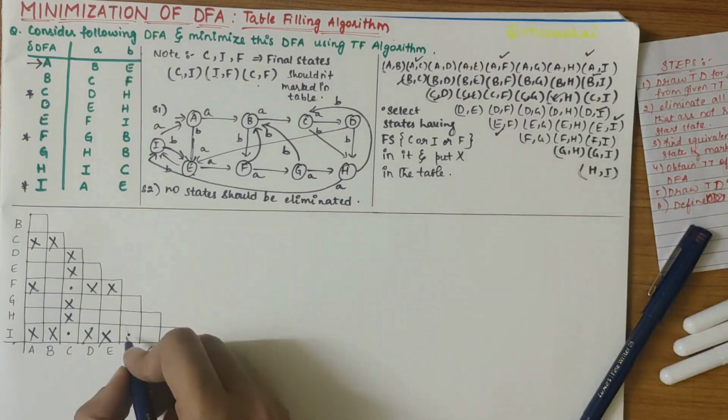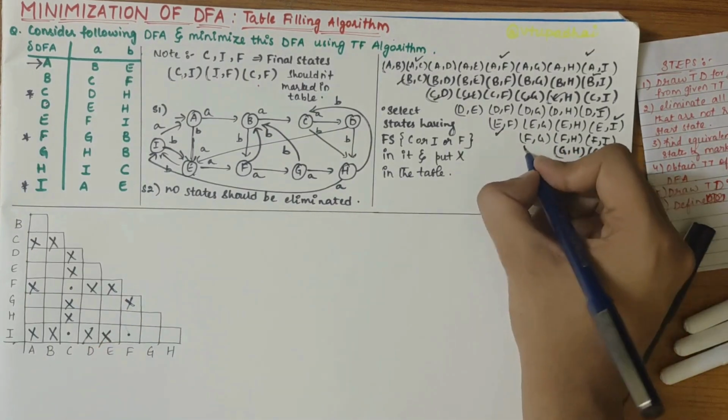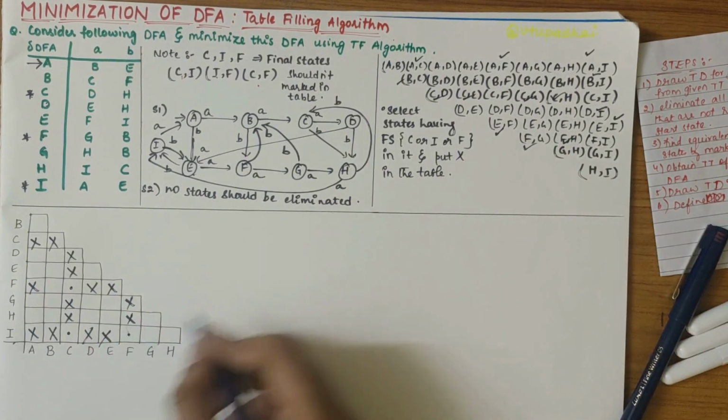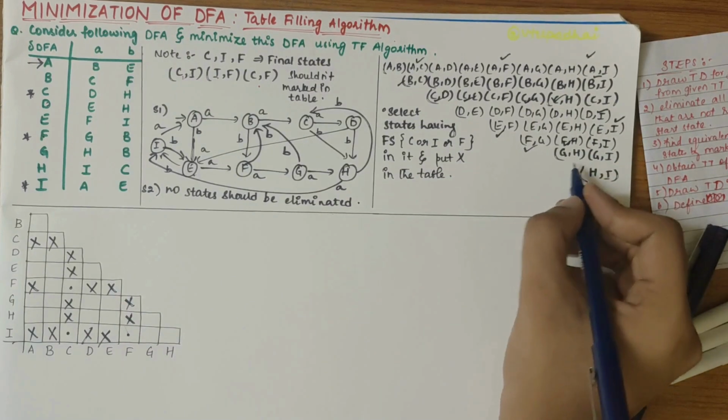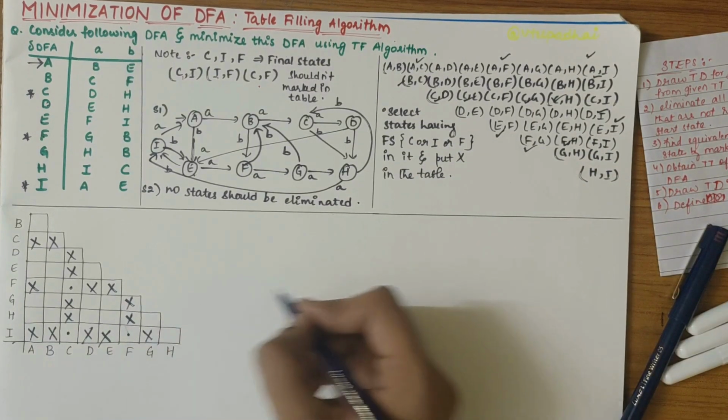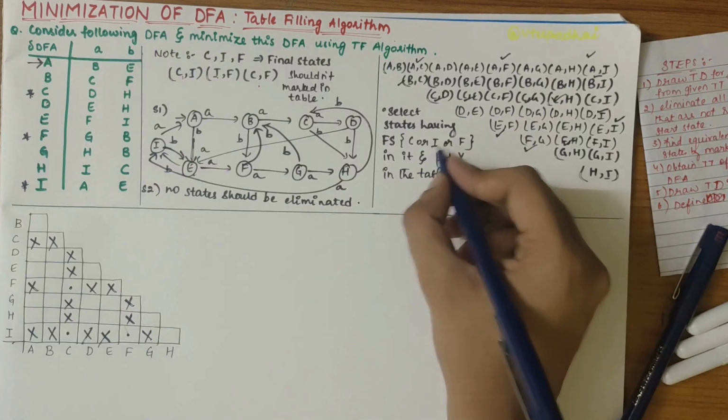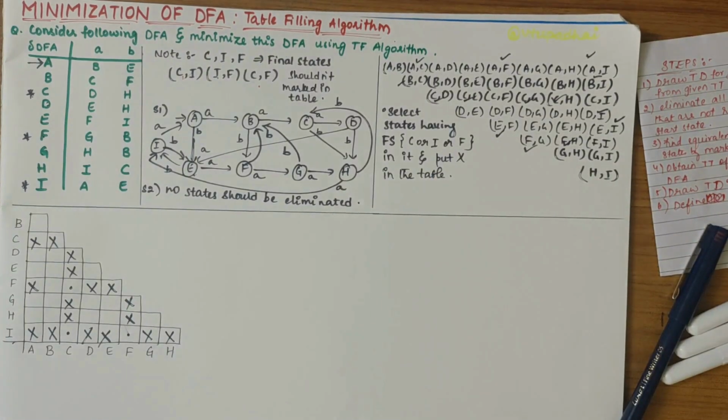Then we have FG, it can be marked. FH can be marked. FI should not be marked. Here we have GH and GI, GI can be marked. Then we have HI, it contains I, so yes, it can be marked. So we are done with step 3.